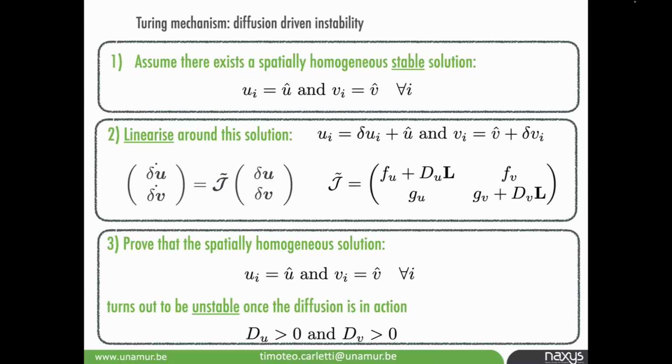You linearize because, as I told you, Turing instability is a first order instability. And so you end up with this matrix G tilde, which is nothing but a Jacobian of the system, where you can recognize the Jacobian of the reaction part plus the diffusion part. This is a huge matrix because it's two times the size of your network. But then you want to prove that this matrix admits at least one eigenvalue with a positive real part, because you want to prove that if you have u and v positive, this system is unstable and you go away from the equilibrium u hat and v hat.